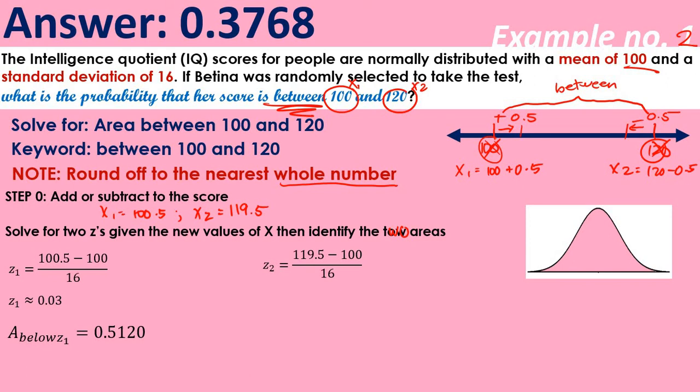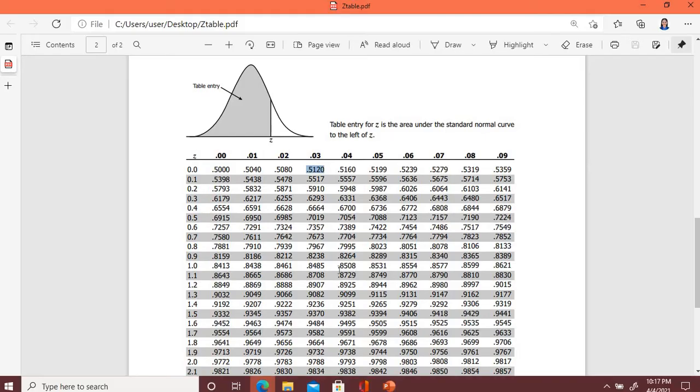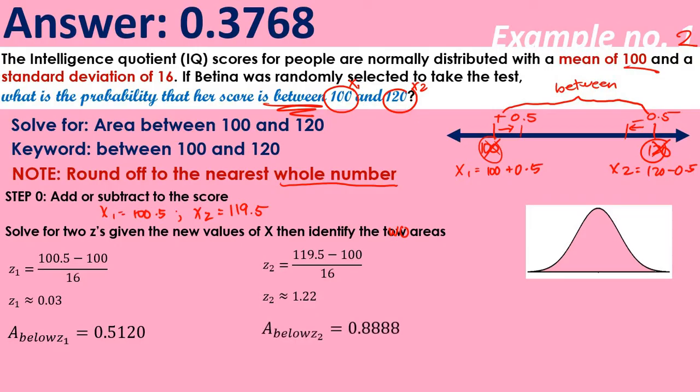For z sub 2, substitute the value of x sub 2, which is 119.5, say the mean and standard deviation. Simplifying, you'll get 1.22. Again, it's positive, so we stay on this page. 1.22 has the area 0.8888. Then, the last step: to solve for the area between, we need to get the absolute value of their difference. And so we'll have a result of 0.3768, or 37.68%. And that is now the area in between the two given scores.